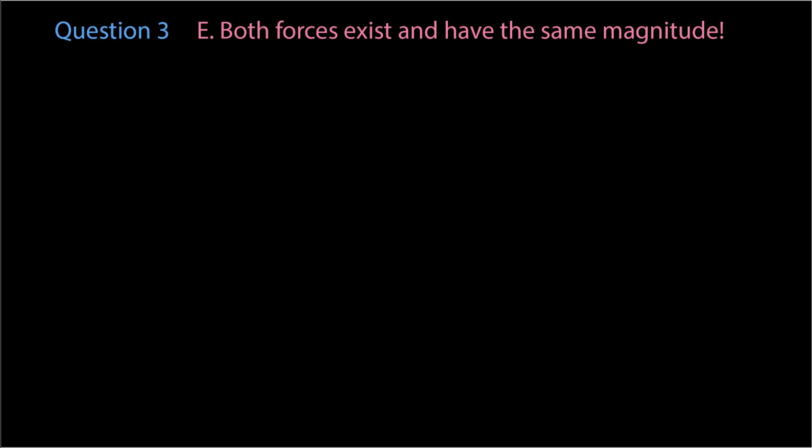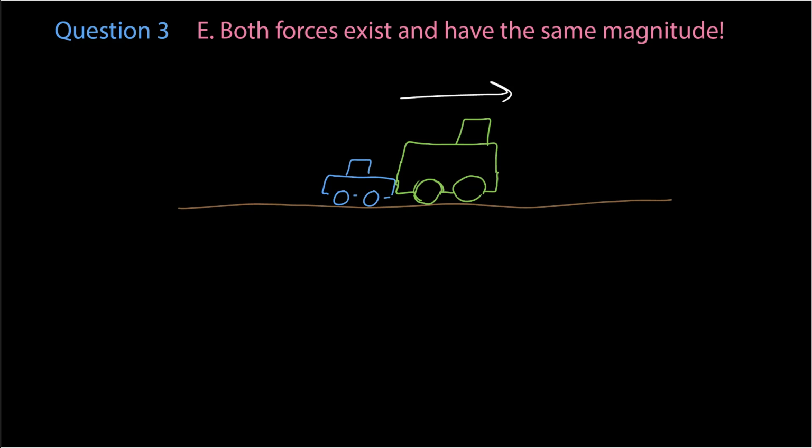The answer to this question is E. Both forces exist and they have the same magnitude. These two are again a Newton's third law force pair. Let's take a look. So I have a small car of much smaller mass pushing a large truck. And so there's a force of the truck on the car, and it's pointing to the left, the subscript T on C for truck on the car. There's also a force of the car on the truck that is equal in magnitude, opposite in direction. These are a Newton's third law force pair.